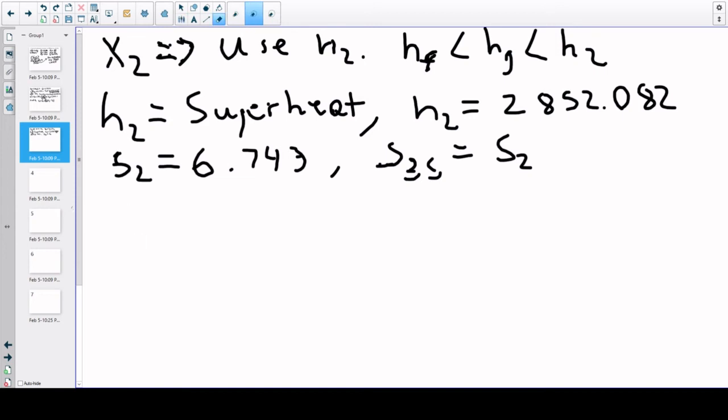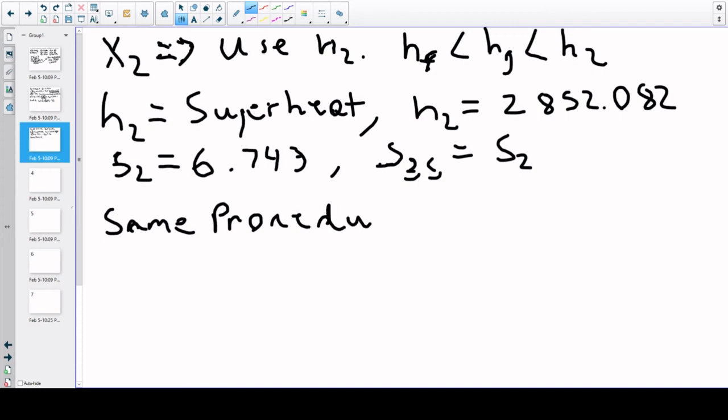And so I make sure I write that. I say it's the same process. The same process meaning we just use the turbine efficiency, and we find our X3S, we find our H3S, and we use the turbine efficiency to solve for H3. But only this time we do not have to solve for S3 because it does not go through another stage of the turbine.